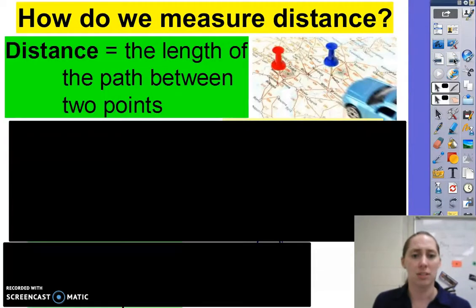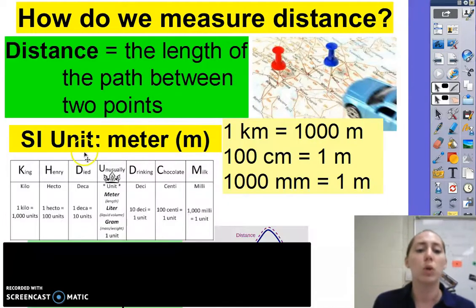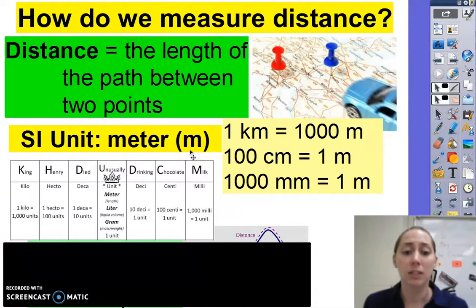So how do we measure distance? Distance is simply the length of the path between 2 points. In the SI system, we use the unit meter. Remember, King Henry died unexpectedly drinking chocolate milk? 1 kilometer equals 1,000 meters. 100 centimeters equals 1 meter, so centi. 1,000 millimeters equals 1 meter, so milli. These conversion rates you need to memorize.